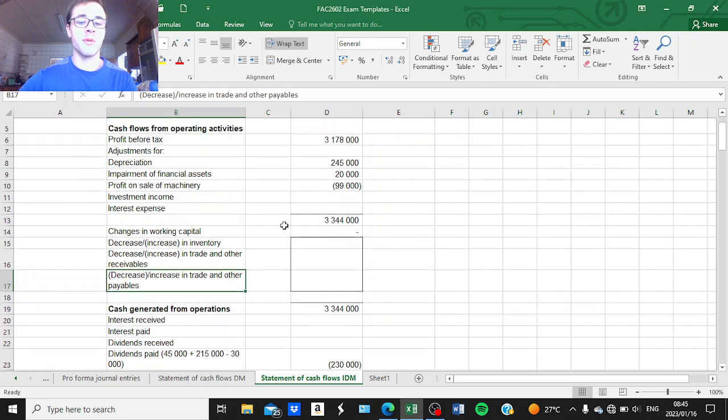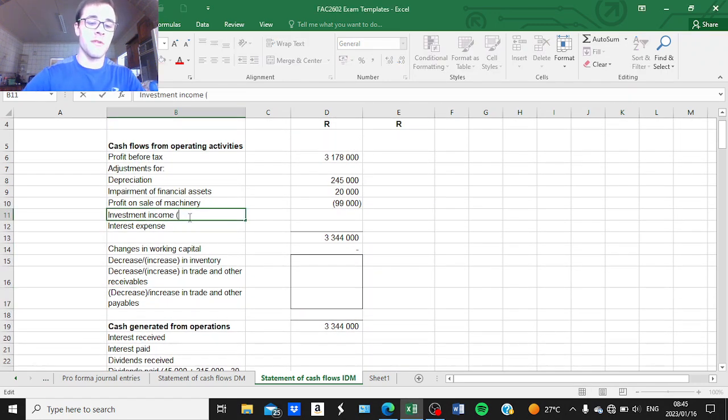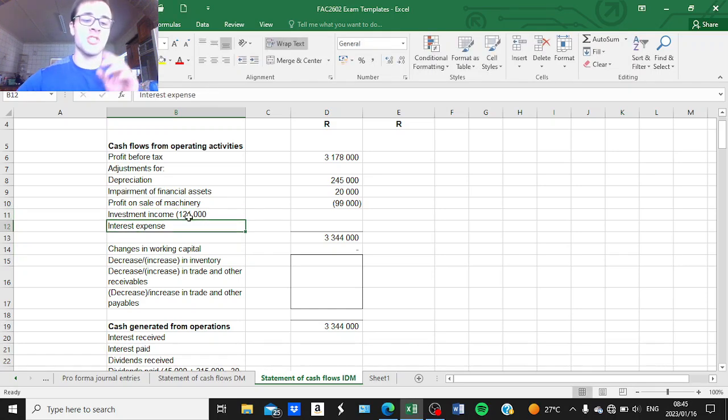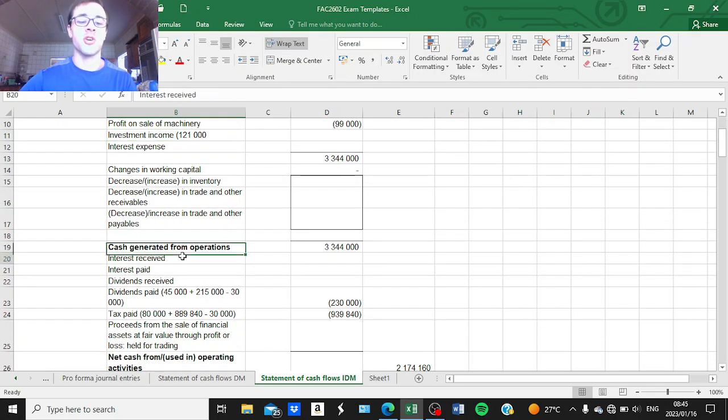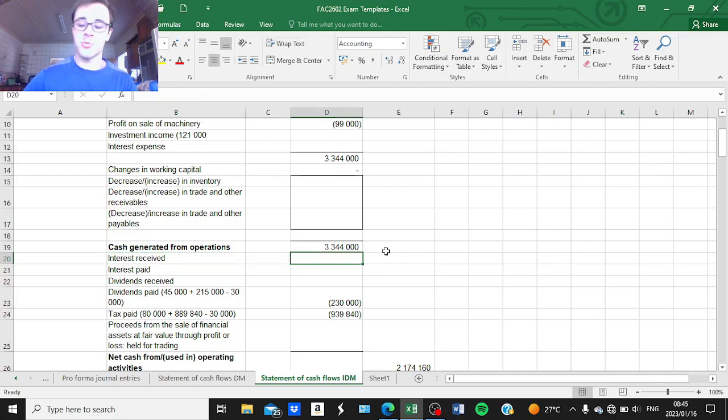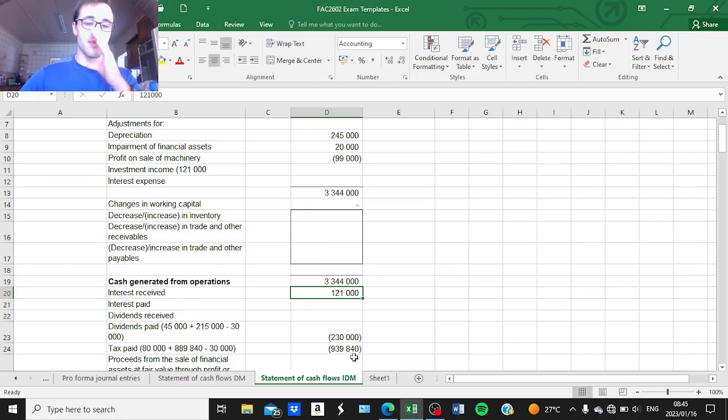But we first need to remove it from the profit before tax as part of investment income, which is just a combination of interest and dividend income. The reason why we remove this is because the cash flow in respect of interest income is shown separately in the operating activity section, and there is no interest receivable at the end or the beginning of the current financial year. So the amount that was received is indeed 121,000, which we show as an inflow. Okay, after we have removed it from the profit before tax.